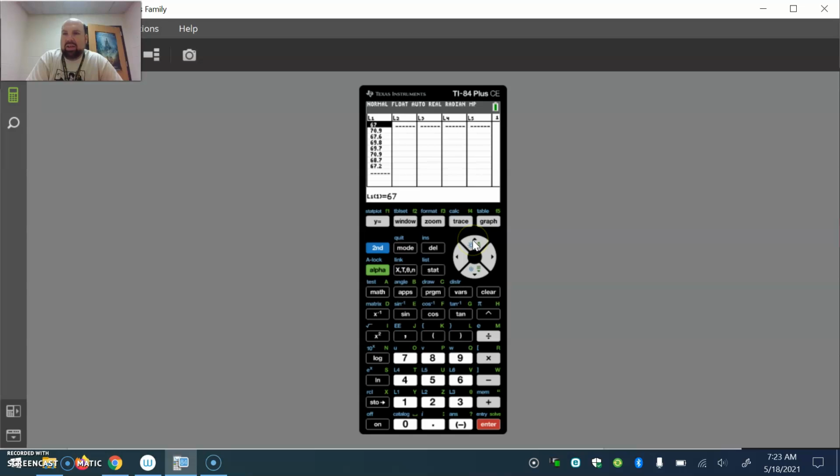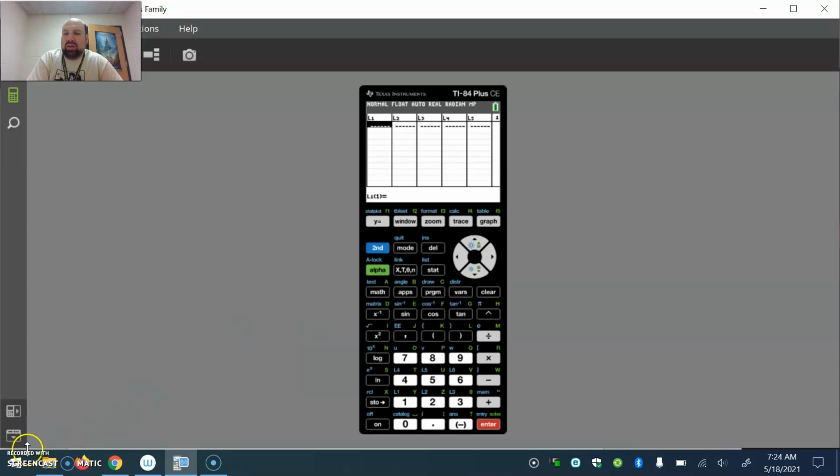Now I have data in there. Before I can do that second set of data, I need to clear it out. So I'm going to bump it up to where it's highlighted the L1, and notice it has all these values in there. Hit clear, enter, and ta-da. So now you're all set to try typing it in on your own and then running the stat.